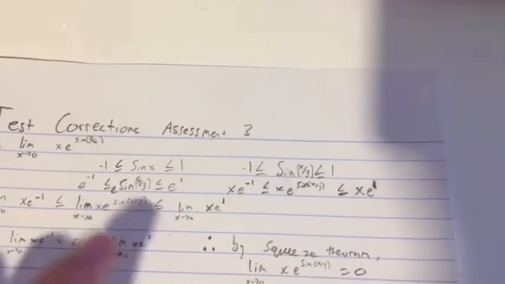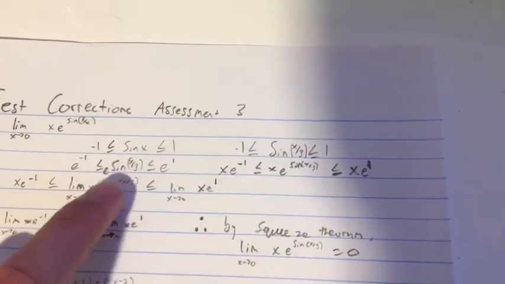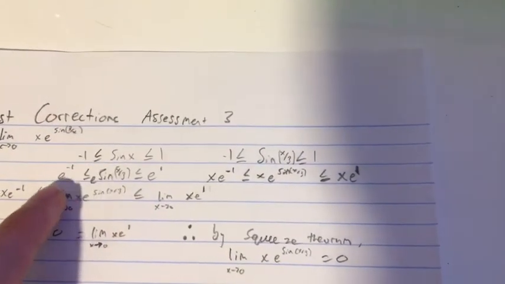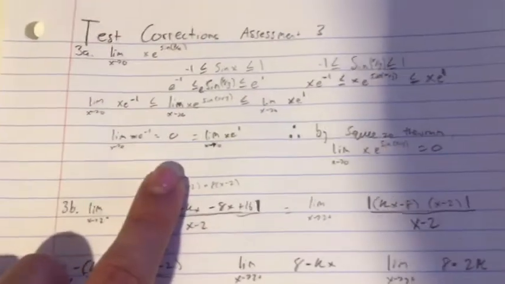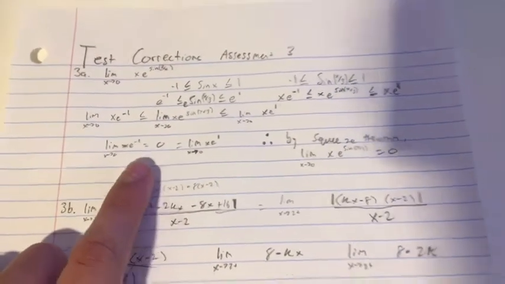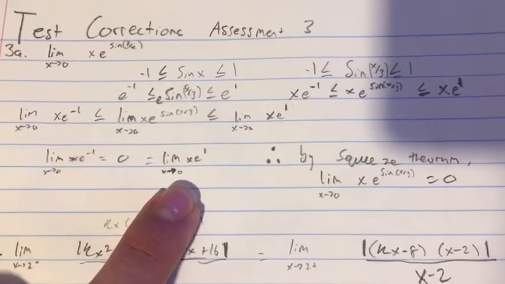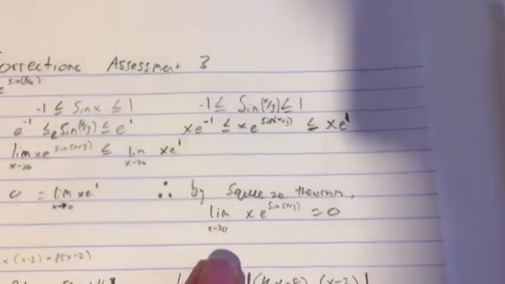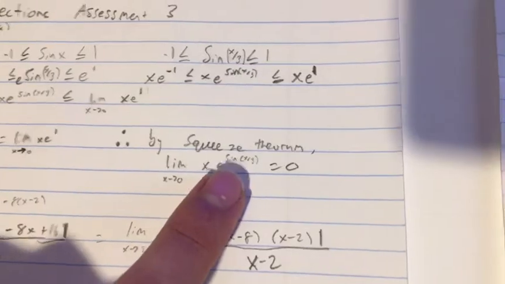So here I use squeeze theorem, and sine x is in between -1 and 1. So e to the sine x over 3 is in between e to the negative first and e to the first. So x times e to the sine x over 3 is in between x times e to the negative first and x times e to the first. And down here, the limit as x goes to 0 of x times e to the negative first equals 0, which is the same as x times e to the first. So therefore, by squeeze theorem, limit as x goes to 0 of x times e to the sine x over 3 equals 0.